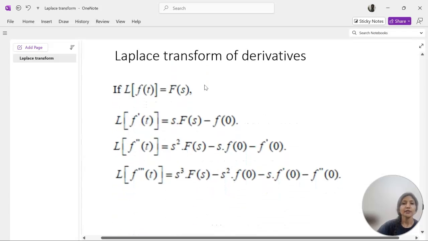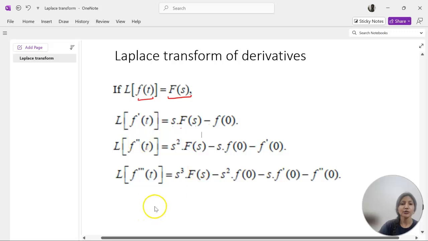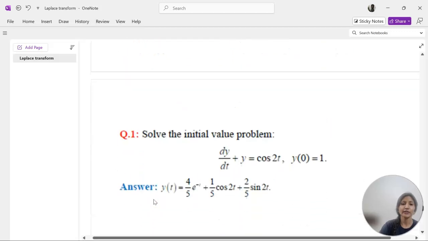Now the last part of this particular topic is the Laplace transform of the derivatives. If you know the Laplace of small f of t is capital F of s, then the Laplace transform of f dash of t should be s into capital F of s minus f of 0. Laplace transform of f double dash of t is s square into capital F of s minus s into f of 0 minus f dash 0. All these results come from the definition of the Laplace transform. Similarly, we can extend it to the third derivative and higher order derivatives.